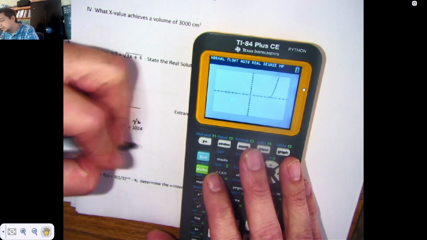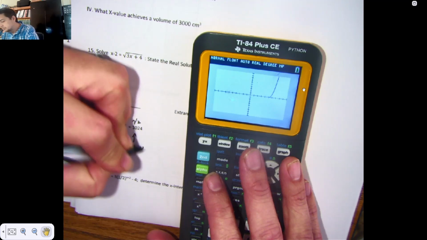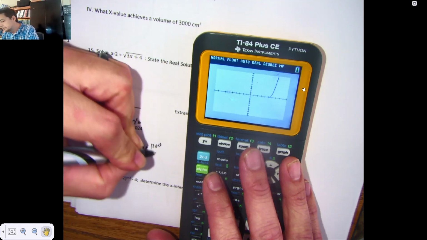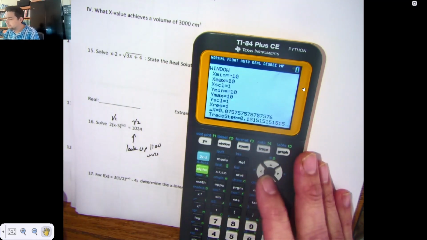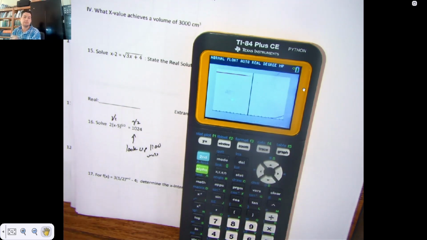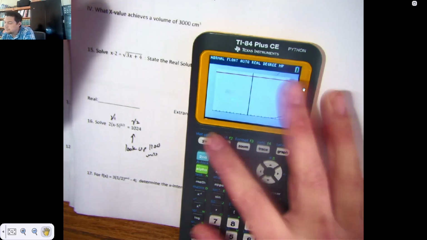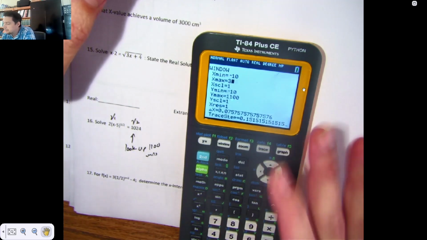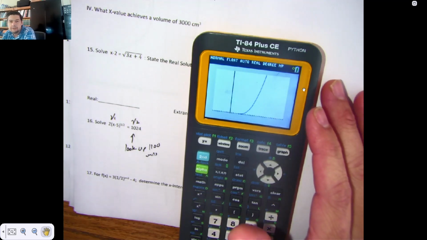And you're going to have to look up 1100 units or so. So you go to Window, Ymax 1100, graph, and you can tell that you're going to have to start looking right. Window, Xmax, let's go out to 30. I thought 30 would do it.